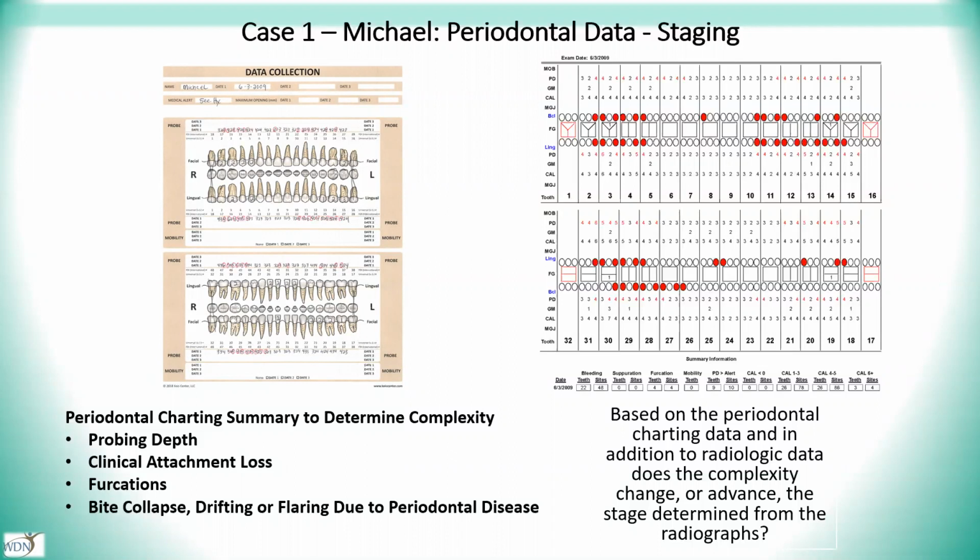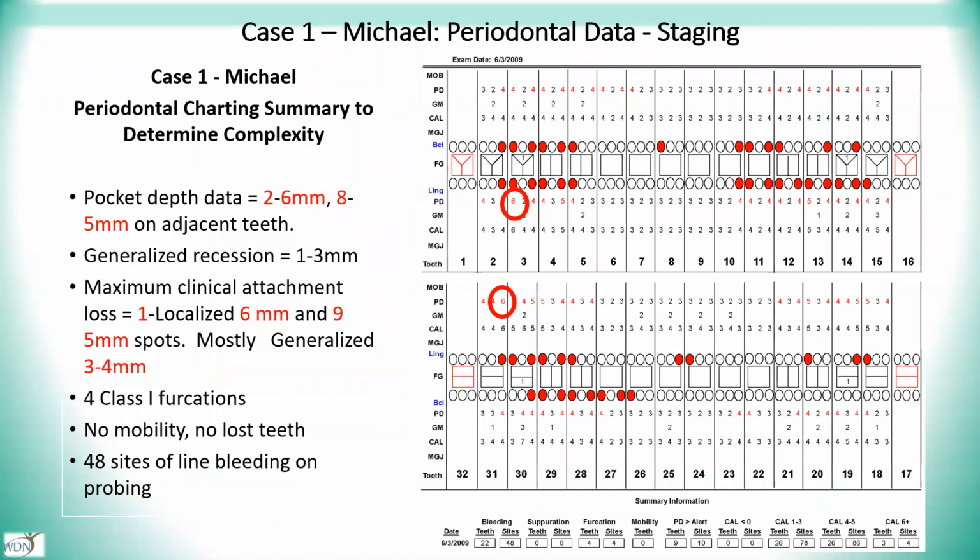And so based on the periodontal charting data, in addition to the radiographic data, does the complexity of the disease change or advance the stage? Remember, we're at stage 2 right now. So does the complexity change it? And let's take a little closer look. So here's his periodontal charting summary to determine the complexity.